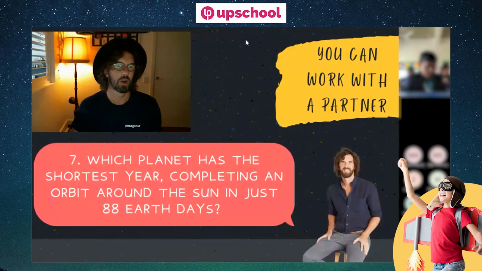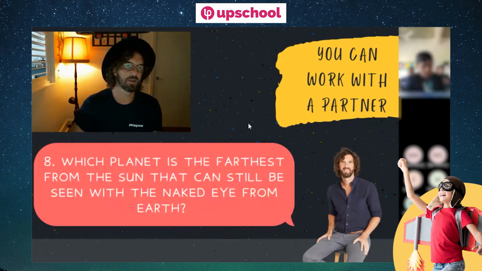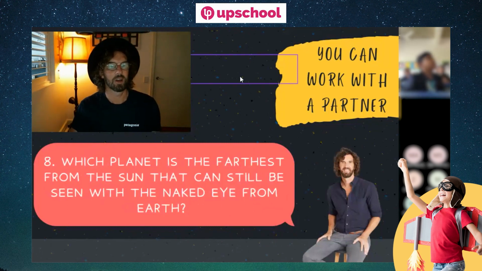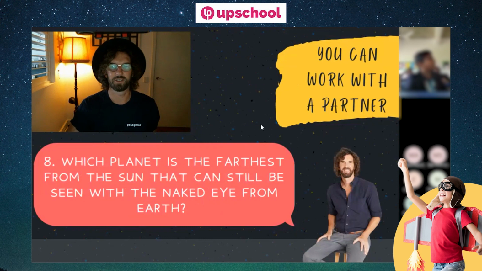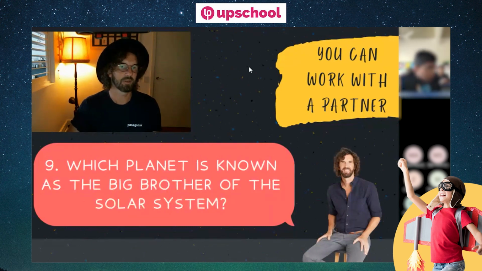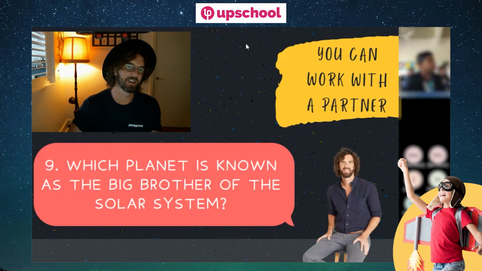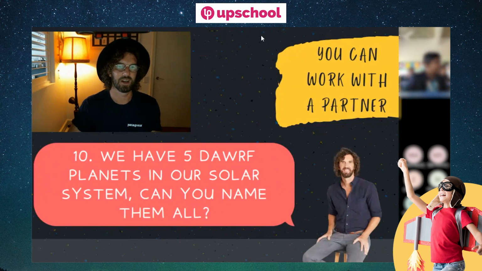Question number 7, which planet has the shortest year? Oh no, I didn't ask you that question. Sorry, here we go. Did I ask you that question? Yes, no, I didn't. Question 8, which planet is the furthest from the sun that can still be seen with the naked eye? It is Saturn, everybody. Saturn is this one. Question number 9, which planet is known as the big brother? This one is Jupiter.